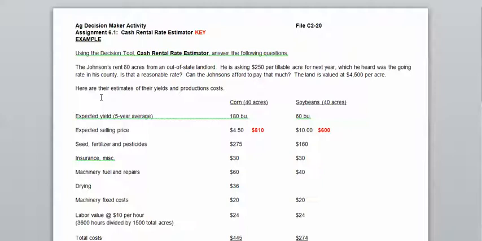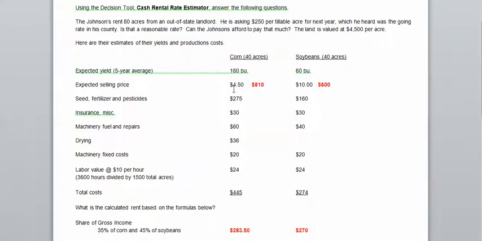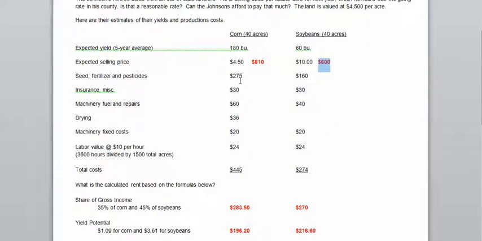So here are the Johnsons' estimates of their yields and production cost. 180 bushel per acre corn, 60 bushel per acre soybeans. An expected selling price of corn of $4.50 and soybeans of $10. For a gross income then of $810 for corn and a gross income of soybeans of $600. Seed, fertilizer, and pesticide costs are, as you can see, insurance, machinery, drying, machinery, fixed costs, labor, for our total cost without land of $445 and $274.